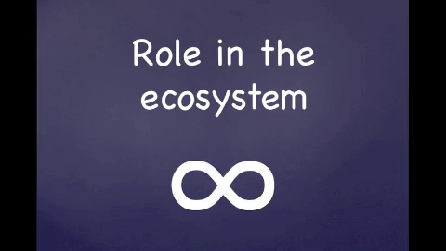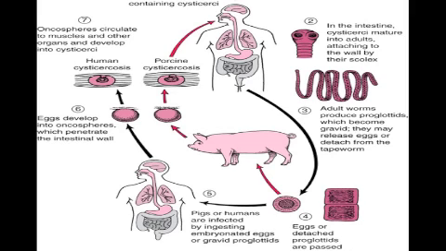Role in the ecosystem. There is no organism that deliberately feeds on Taenia solium, but anyone who ingests undercooked pork runs the risk of ingesting eggs, which will thereafter develop into the organism. Its sole function is being a parasite. An infection with this parasite is called cysticercosis.